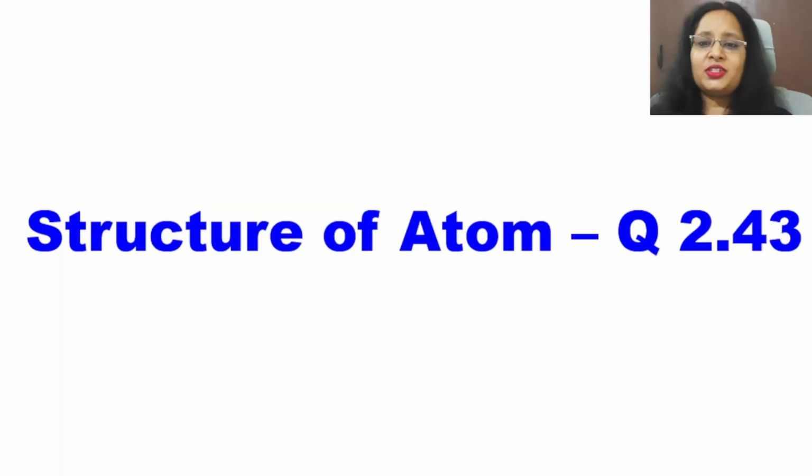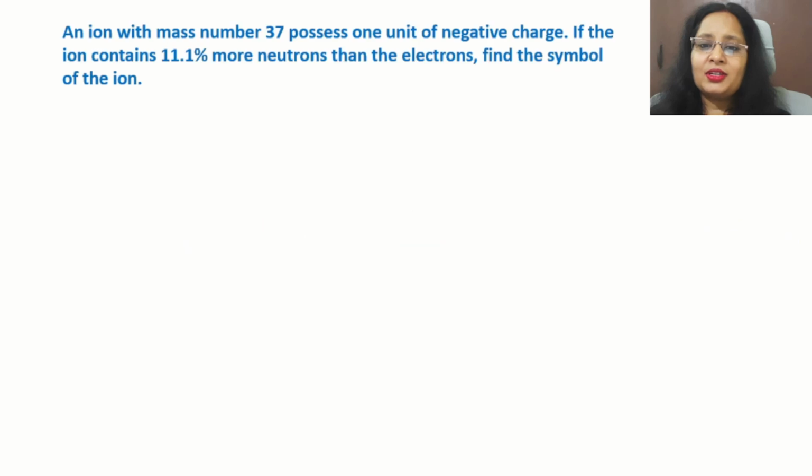Friends, today's video is question number 2.43 from NCERT textbook class 11, and the chapter name is Structure of Atom. So let's check the question. An ion with mass number 37 possesses 1 unit of negative charge. If the ion contains 11.1% more neutrons than the electrons, find the symbol of the ion.